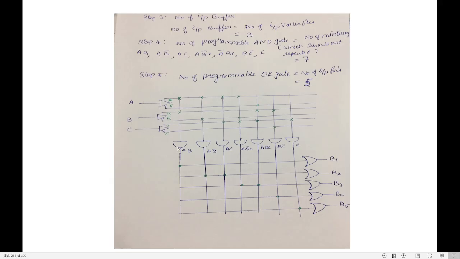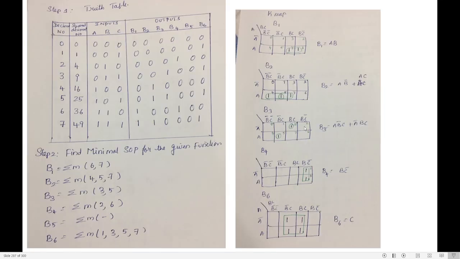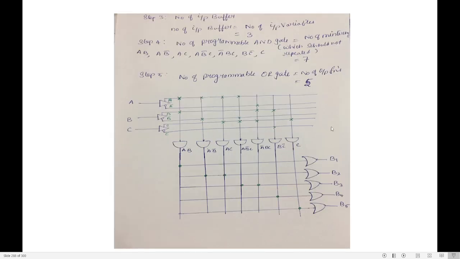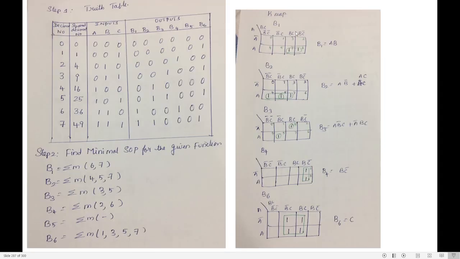In PLA, the first step is to identify the number of input buffers. Second step is to identify the number of AND gates. Third step is to identify the number of OR gates. Number of input buffers is equal to the number of input variables, ABC. Number of AND gates is equal to the number of minterms, 1, 2, 3, 4, 5, 6 and 7. Number of OR gates, the output OR gates, is equal to the number of functions.